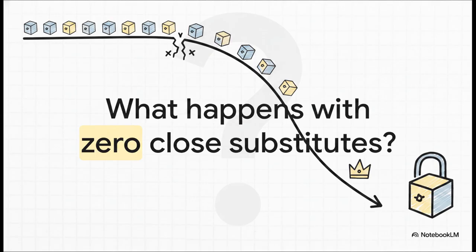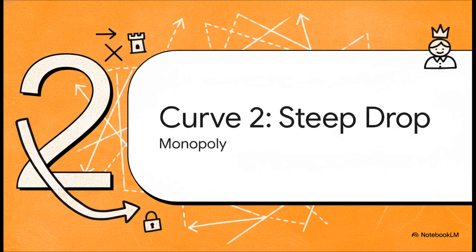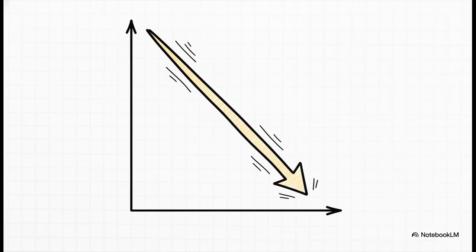So we've got to pivot. What happens to our perfectly flat line when a firm suddenly has 0 close substitutes for its product? Basically, what happens when competition just vanishes? That brings us to curve number 2, the steep drop of monopoly. Let's see how this second curve transforms our mental graph.